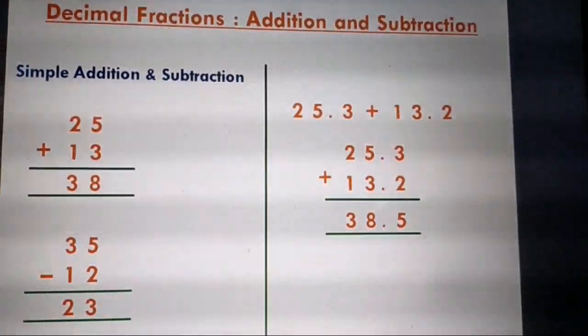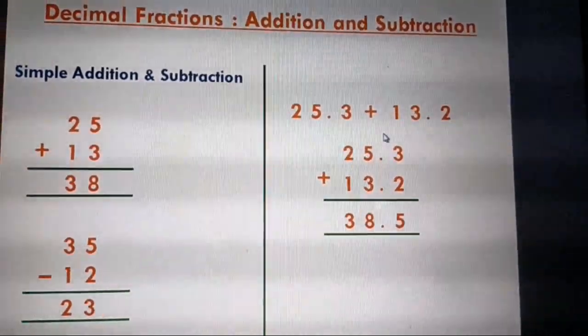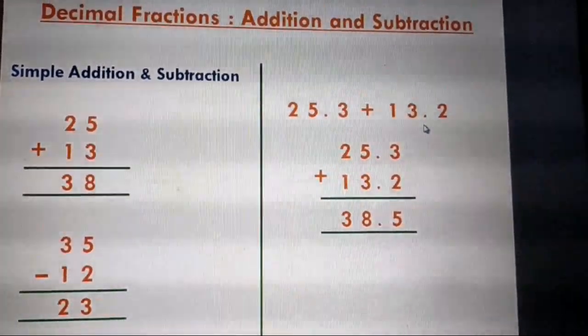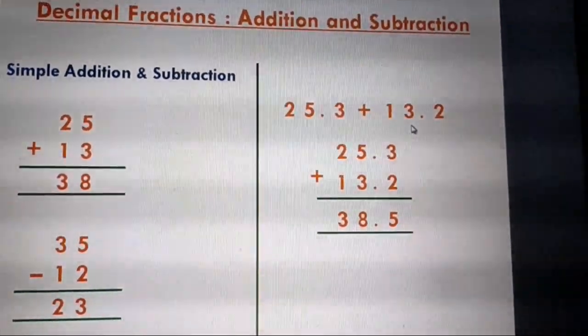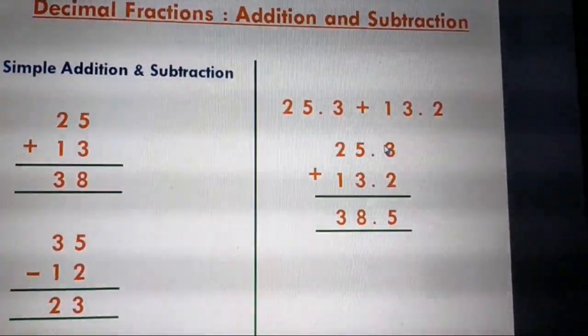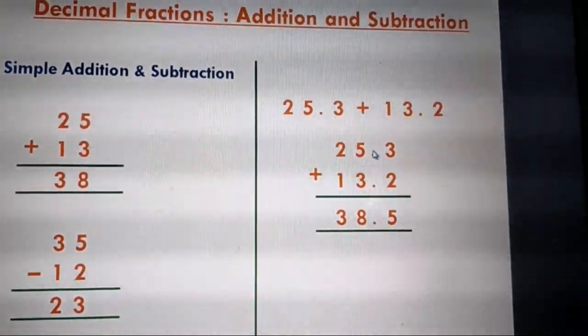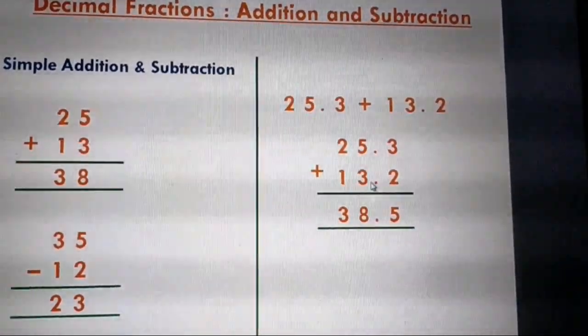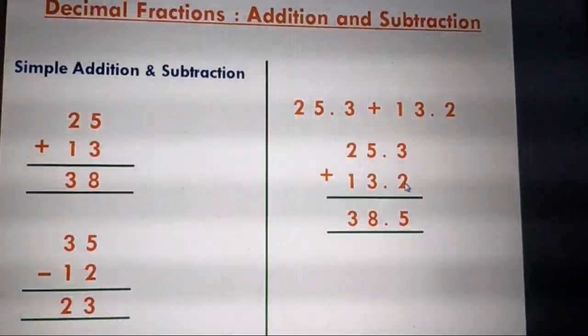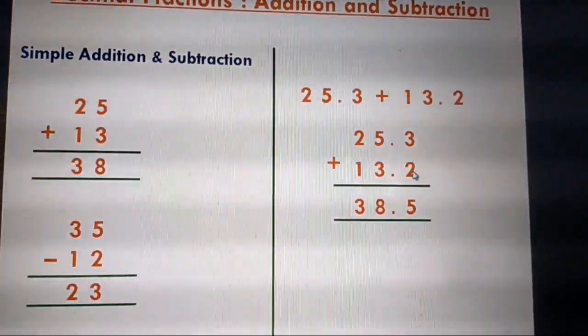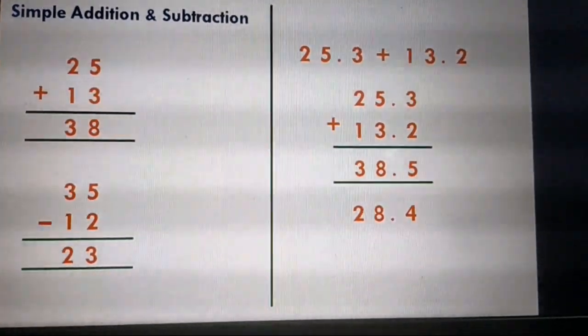Correct? So what have you understood? Okay, whenever we are adding two decimal numbers, first we write the number as it is. Then we put the decimal exactly below the other decimal. Then we write the numbers towards the left side and then towards the right side. Clear? Now one more example of subtraction.